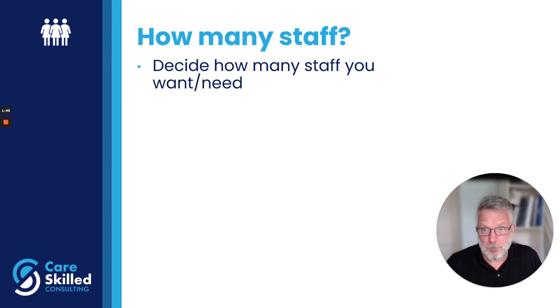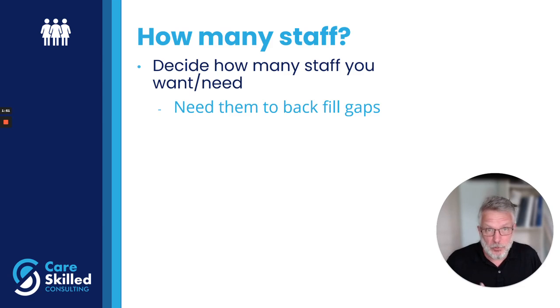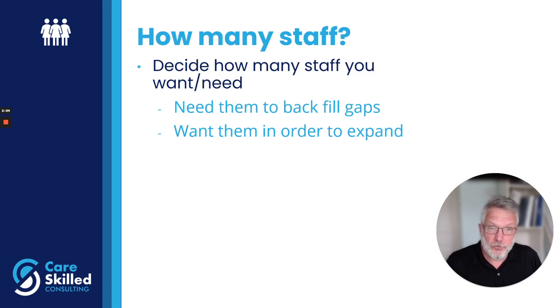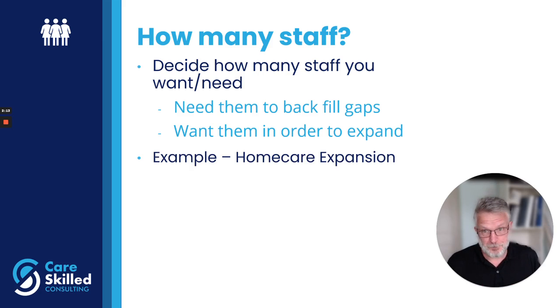So how many staff? Decide how many staff you want or need. So it could be because they're filling backfill gaps. So for example, you could be a care home using a high rate of agency because you haven't got enough staff. So you know how many staff you need in order to bring down your agency costs. So you'll need to know how many you need to do that. Or you might want extra staff in order to expand. So for a domiciliary care agency, for example, it could be that you want to add staff because then you can grow the business.